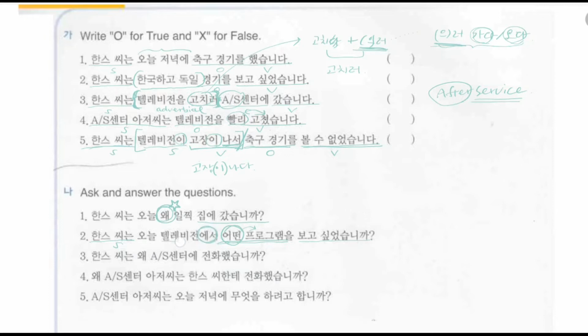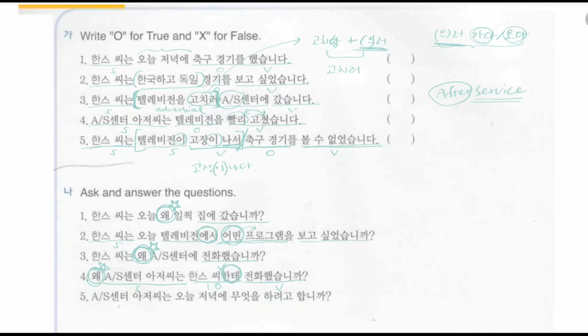텔레비전에서 location marker. We need 에서 here. 3번 한스 씨는 왜 AS 센터에 전화했습니까? Why did Hans call AS center? 4번 왜 AS 센터 아저씨는 한스 씨한테 전화했습니까? Why did the AS center man call Hans? This is indirect object. This is subject. Why did he call to Hans?